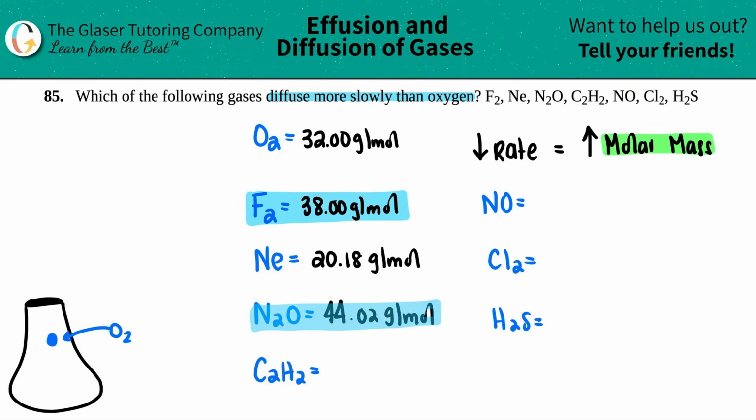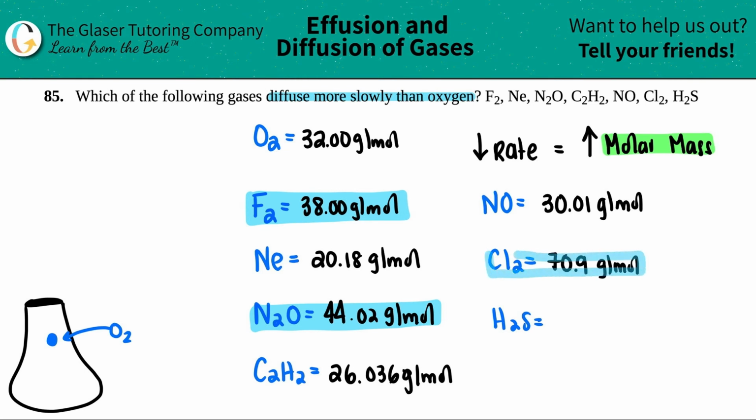Okay, let's keep going. Now we got C2H2. So 12.01 times 2 plus 2 times 1.008. I get 26.036 grams per mole. That one's not going to diffuse slower because it has a lower molar mass. We want a higher one. NO, 14.01 plus 16. I get 30.01, still lower. So that one's not going to diffuse more slowly. Cl2, by far, yes. 35.45 times 2 is 70.9. Way slower.